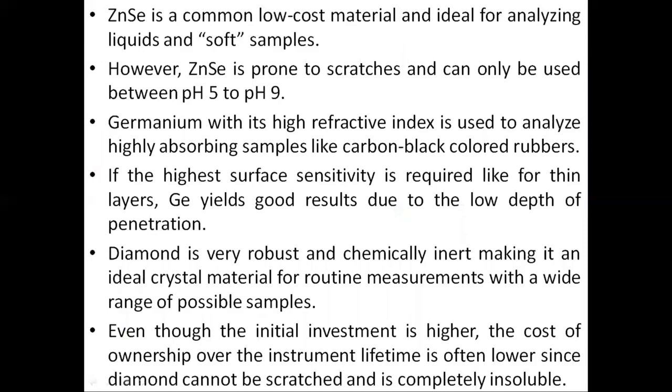Zinc selenide is a common low cost material and ideal for analyzing liquids and soft samples. However, zinc selenide is prone to scratches and can only be used between pH 5 to pH 9. Germanium, with its high refractive index, is used to analyze highly absorbing samples like carbon black colored rubbers. If the highest surface sensitivity is required, like for thin layers, germanium yields good results due to the low depth of penetration. Diamond is very robust and chemically inert, making it an ideal crystal material for routine measurements with a wide range of possible samples.